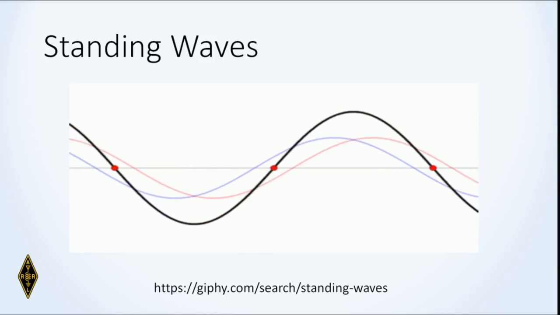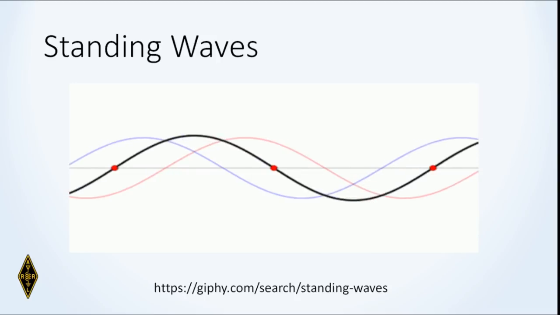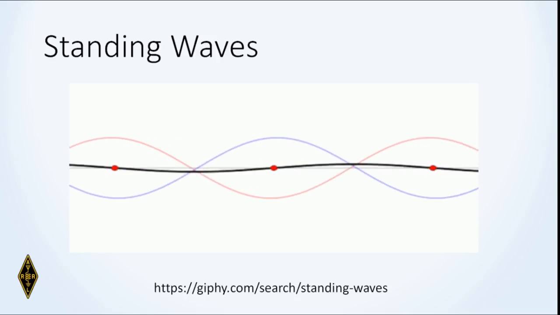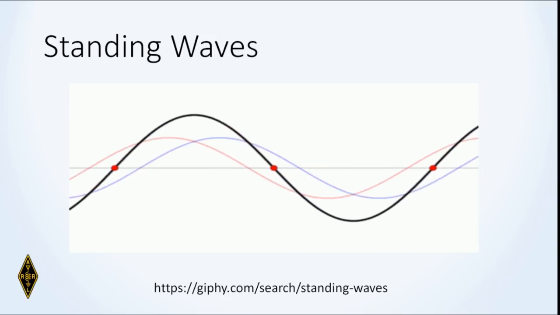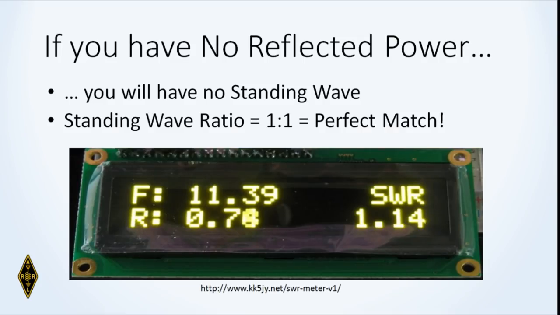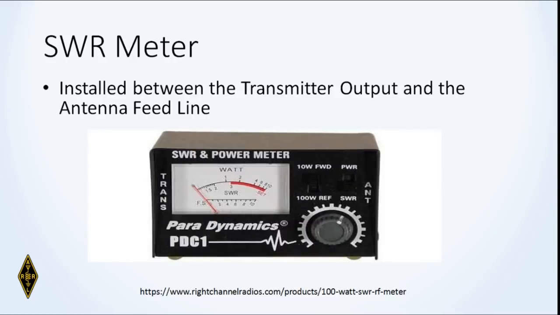And we want to avoid having standing waves on our transmission lines because they don't do any good. They just heat the coaxial cable. That's all they do. And so if you have a perfect impedance match with your antenna, you have a 1-to-1 standing wave ratio. And that's the goal. And you can buy meters that'll tell you what your impedance matching is doing. We'll talk about that here in a sec.